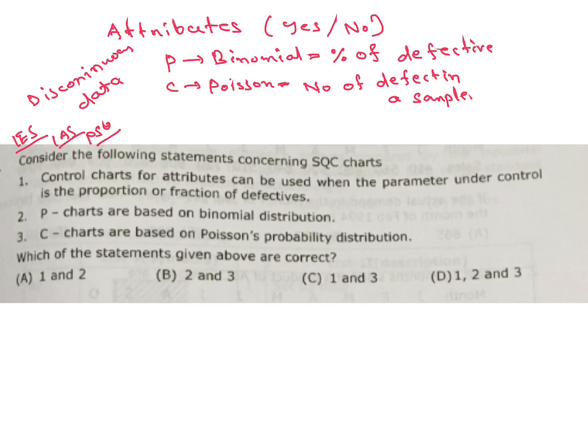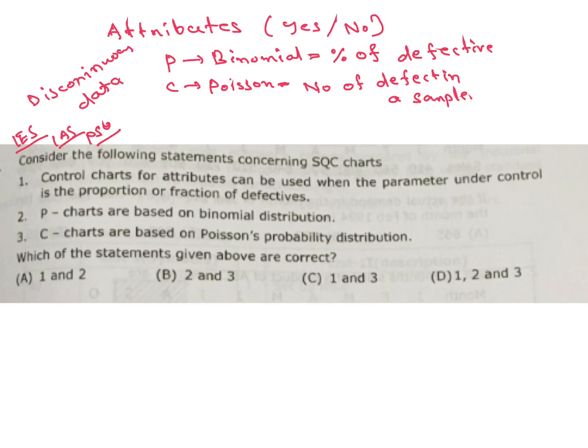C charts are based on Poisson's probability distribution. For control charts, attribute types or yes or no criteria were already discussed in my previous video. The P chart follows binomial distribution. All are discontinuous data. Attribute chart data are discontinuous data. P, C, N, P charts are examples of attribute charts.